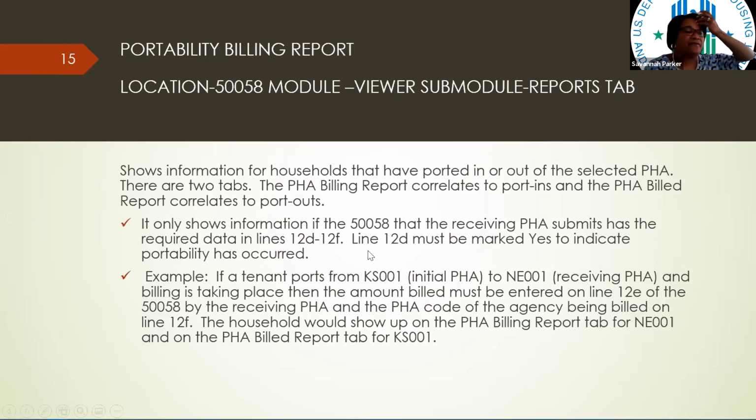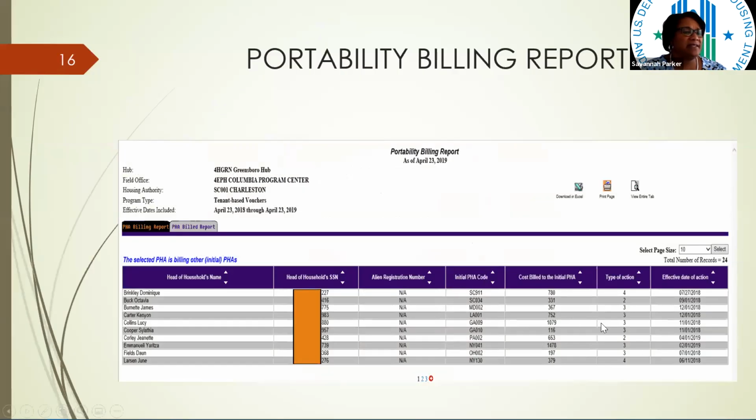And what it shows is when the 50058 is submitted for a portability move out, line 12D requires lines 12D through F to be completed, and you want to just make sure that information is completed correctly when that 50058 is processed. But again, looking at this report will let you know if there's something that you don't see, or something that you do see that you're not aware of, that this is a way that you can identify that and make any corrections you need. And this is an example of that portability billing.